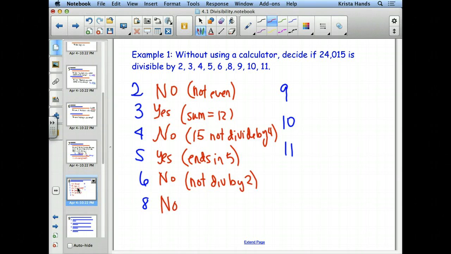No, right? Why? What's the rule for 8? The last three numbers are 0, 1, 5. So it's really just the number 15. But is 15 divisible by 8? No. So it's not going to work. This number is not divisible by 8. So the whole number is not divisible by 8. How about 9? No, why not, Katrina? Right, the sum was 12, and 12 is not divisible by 9.